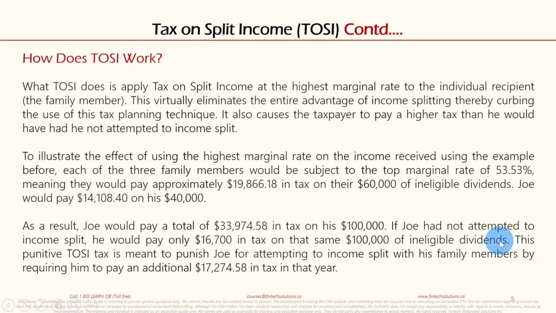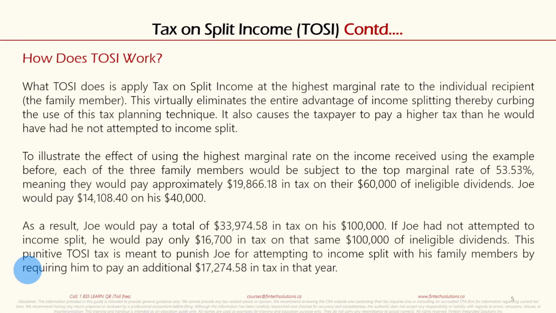Now, there are two types of dividends, of course, eligible and ineligible, right? That is a completely separate topic about the income tax T2, and a pretty detailed one as well. So I'm not going to go into that topic as of now, but for this example we will be focusing on the fact that it's an ineligible dividend, right? This punitive TOSI tax is meant to punish Joe for attempting to income split with his family members by requiring him to pay an additional $17,274.58 in tax in that year.